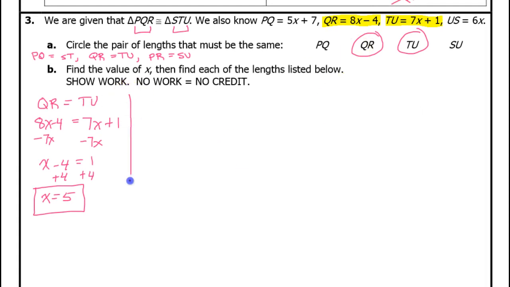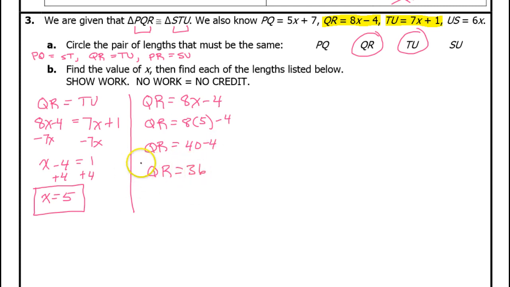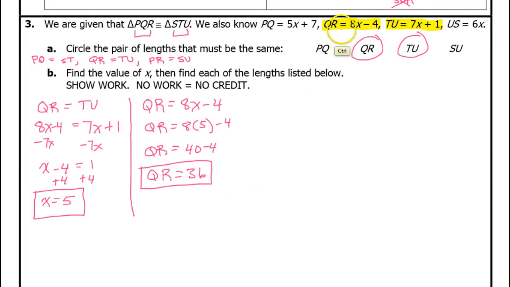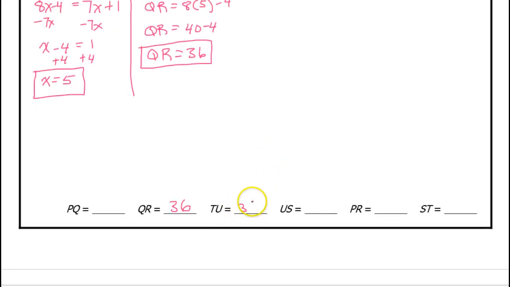Now I should be able to start finding a bunch of expressions. So might as well start with QR. QR is 8x minus 4. If x is 5, that means that QR is equal to 8 times 5 minus 4. So QR is 40 minus 4, so QR is 36. I can go ahead and fill that in. QR is 36. We also know that QR and TU are equal, so I can go ahead and put 36 for TU as well.